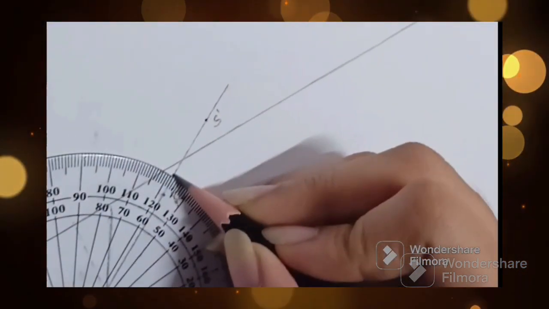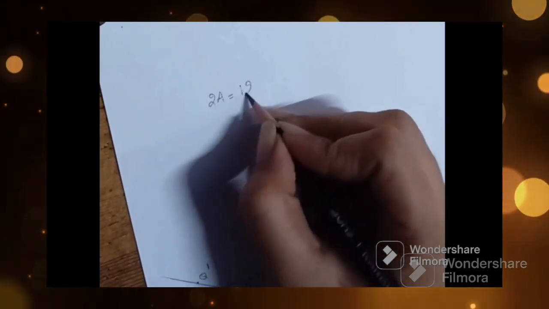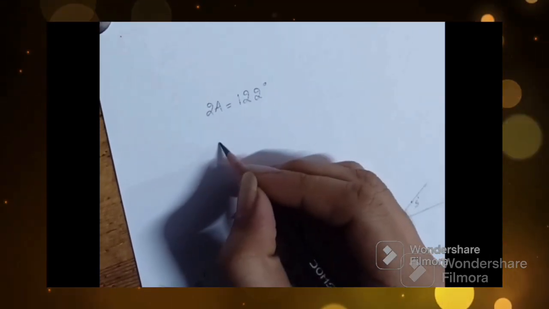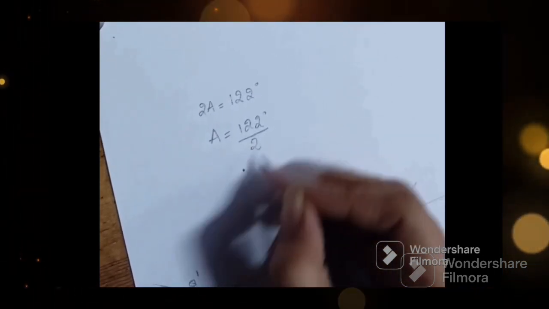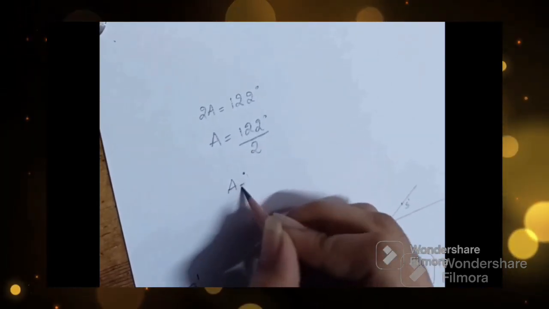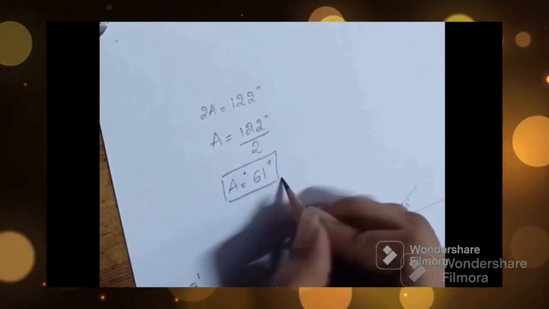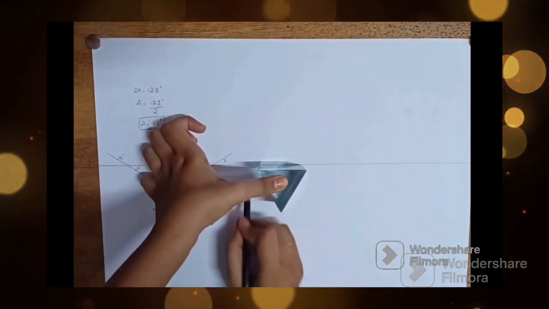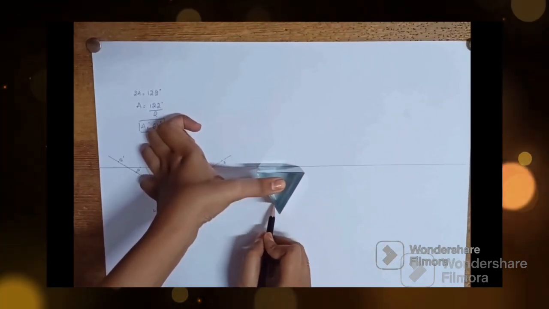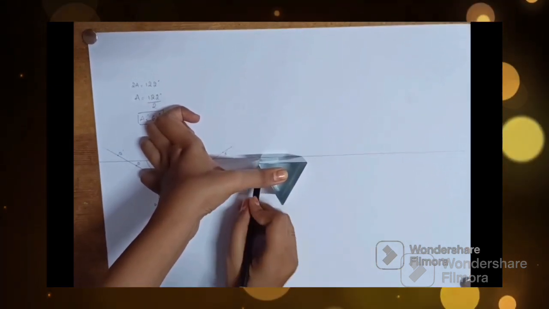So let's take a protractor and find the angle of prism, that is 2A. Now 2A is equal to 122 degrees. We can see that it is 122 degrees. Then our A will be 122 by 2. So the angle of prism is equal to 61 degrees. This is the angle of the given prism.